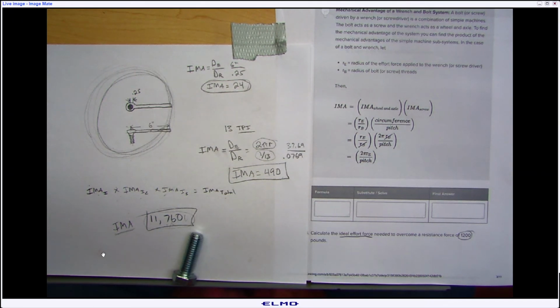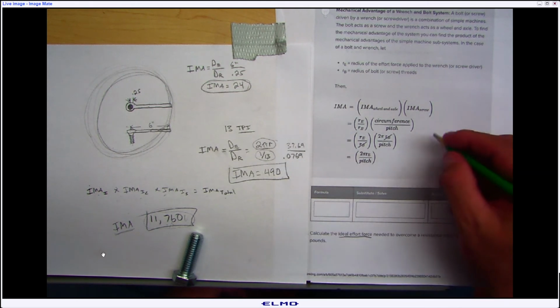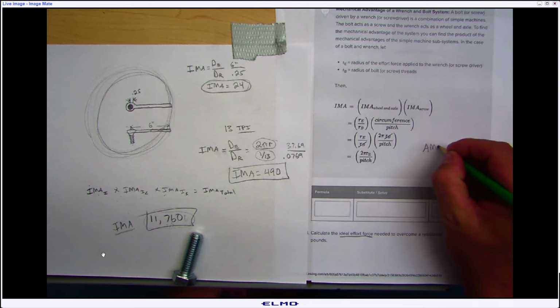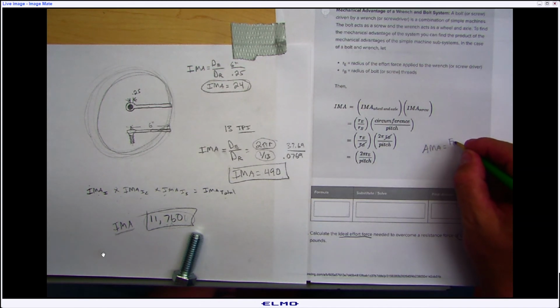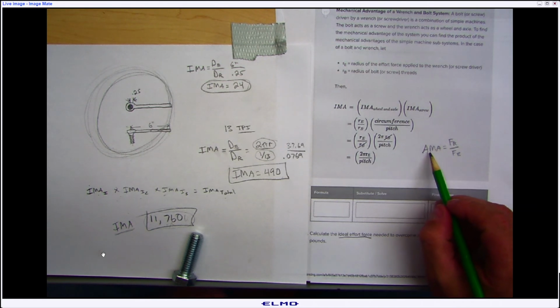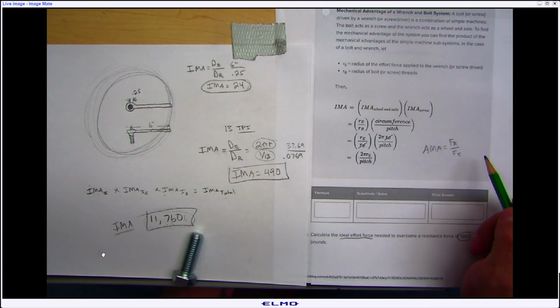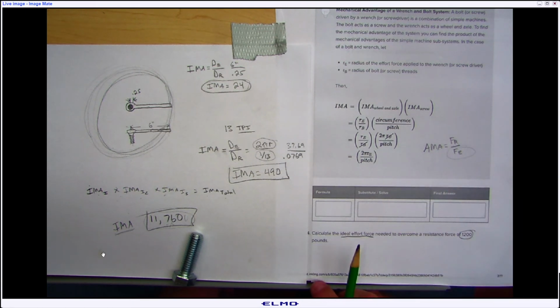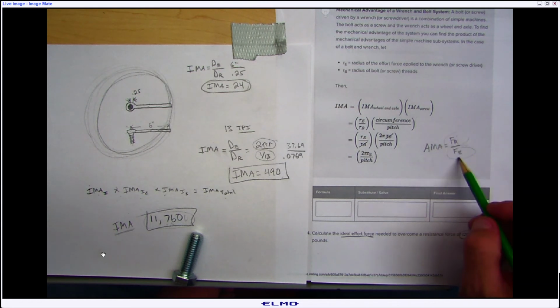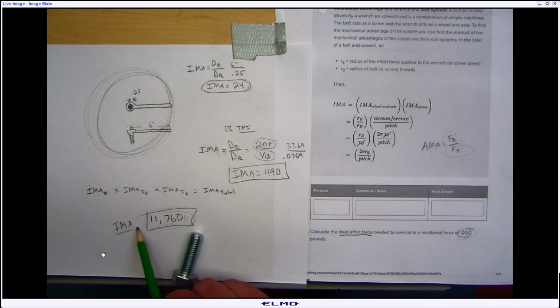The formula I want to use is, if you remember, the AMA formula: force of resistance over force of effort. So I'm able to look at the two forces to get actual mechanical advantage. They want me to calculate an effort force, and they give me the resistance force. So those are two knowns, and I have an ideal.